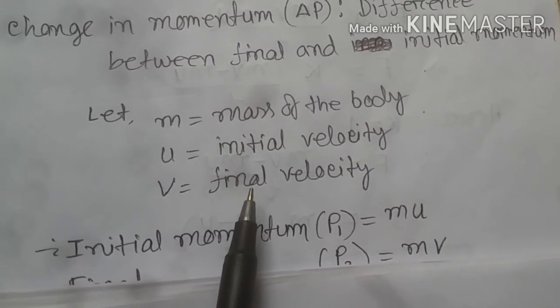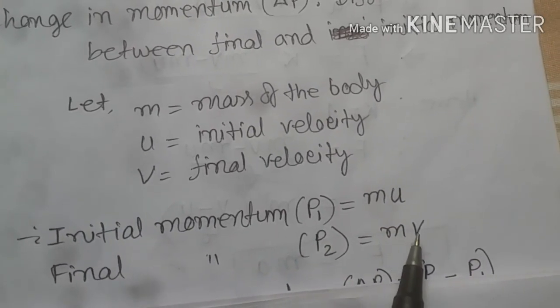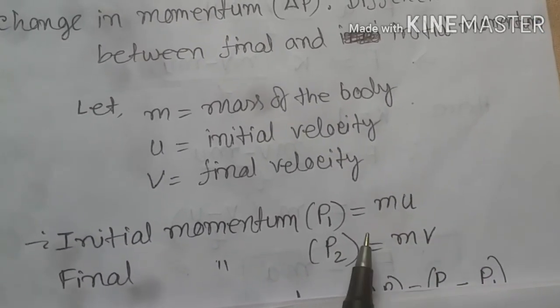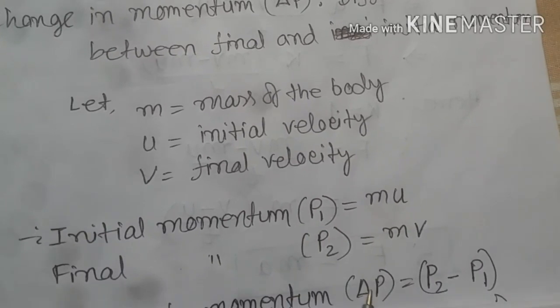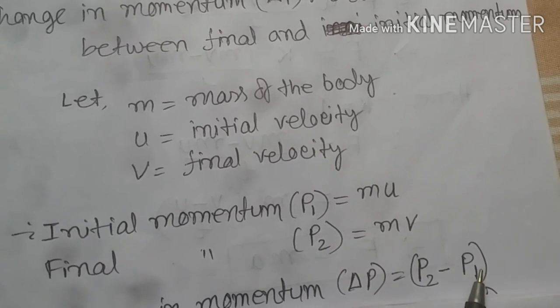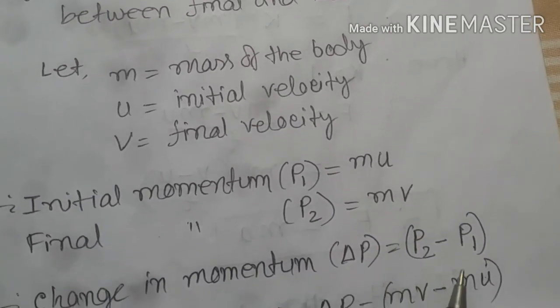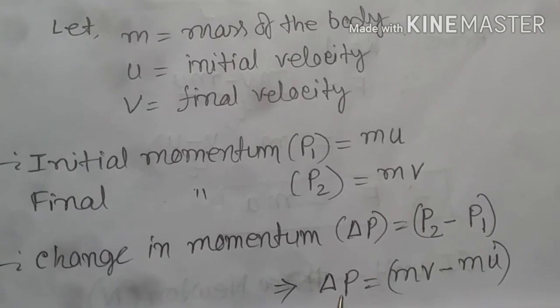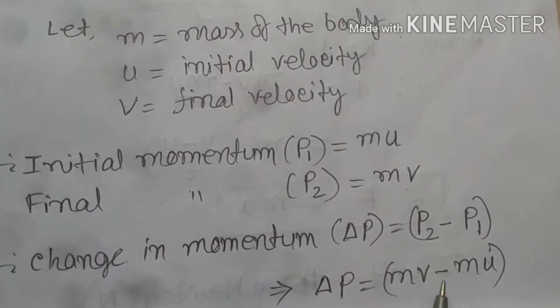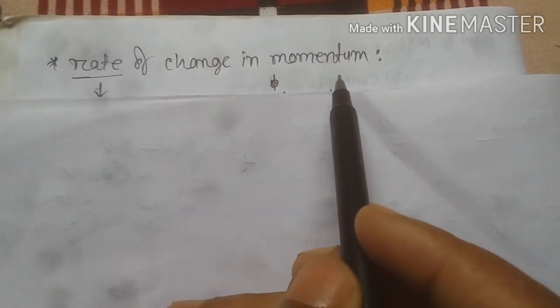Okay, and final momentum will be what? Mass into final velocity, so final momentum p2 is mass into final velocity, and this change in momentum will be delta p, meaning final momentum minus initial momentum. So final momentum is mv and initial momentum is mu, so change in momentum delta p will be mv minus mu. Next is rate of change of momentum.